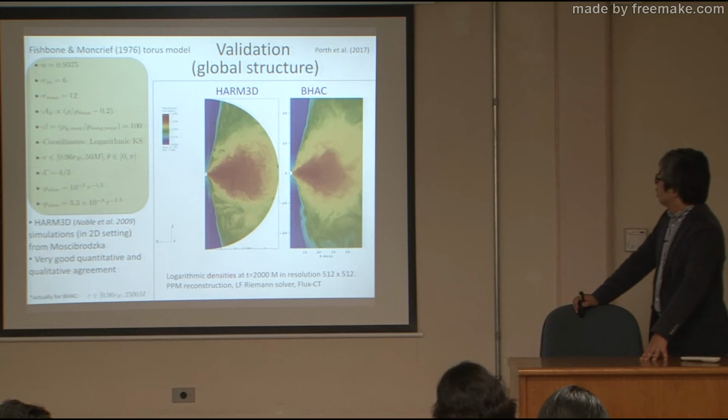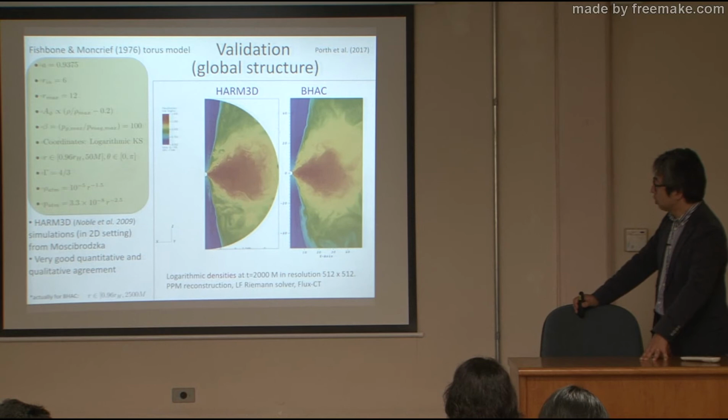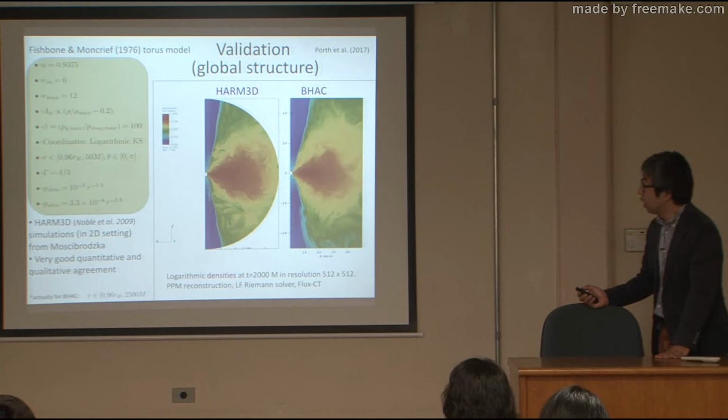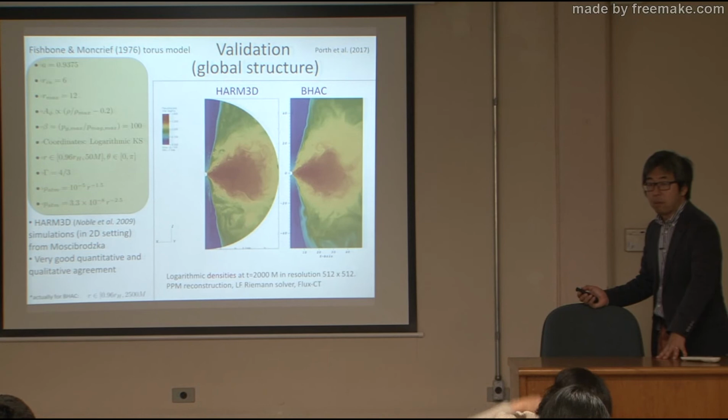First, I think we are mostly using very similar numerical techniques in both cases, using PPM reconstruction and then the Lax-Friedrichs Riemann solver with flux CT. And the resolution size is almost similar. So I think the difference is maybe the different formulation of the atmosphere treatment. Maybe our case is one order smaller than the harm case, but I think it doesn't affect so much over there, maybe because it's in the boundary region.